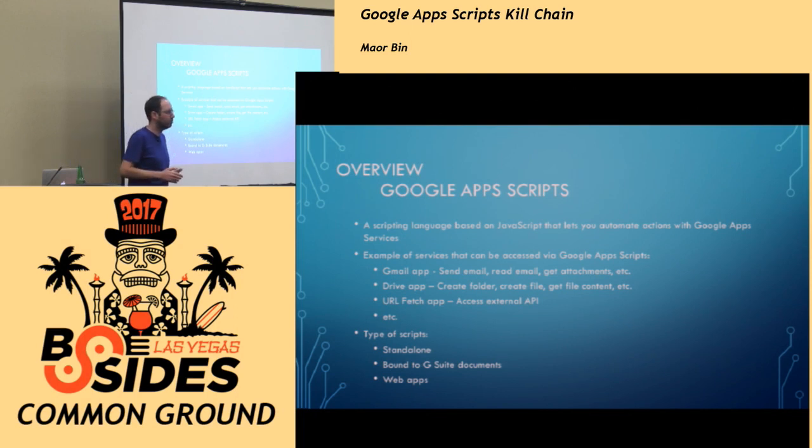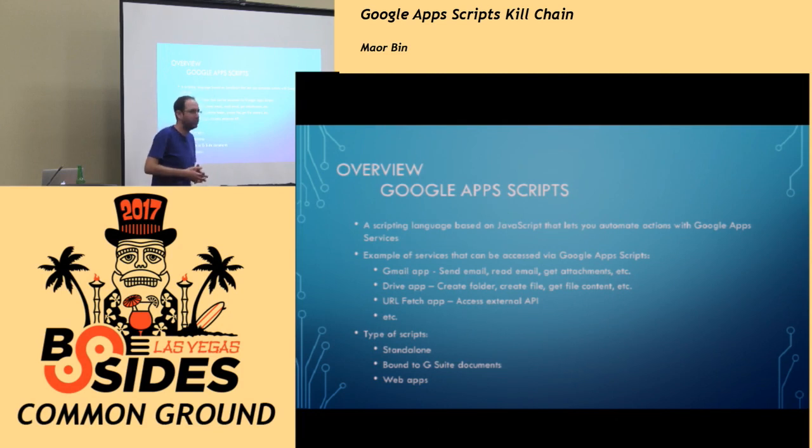We have different types of script. We have the standalone script, which is basically a file that just lies in your Google Drive. We have bound scripts, which is like, if you think about Microsoft macros. Okay, so it's basically bound to a document, bound to a Google Sheet, bound to a form or something like that.